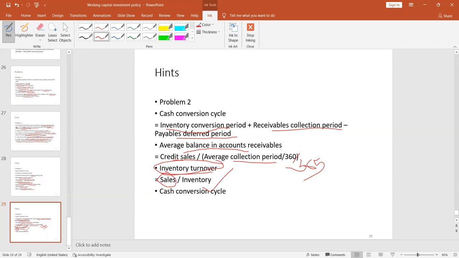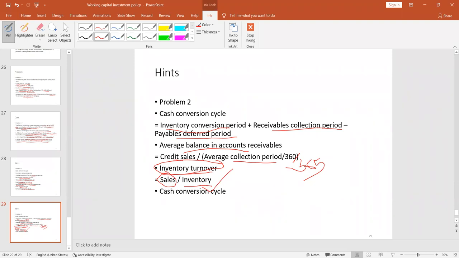Is it possible? Please, kindly keep your microphone off. My dear student, is it possible to find inventory from this equation? If you know the inventory turnover and the sales, can you calculate inventory? Yes, sir. Just solve it. And that is your task.